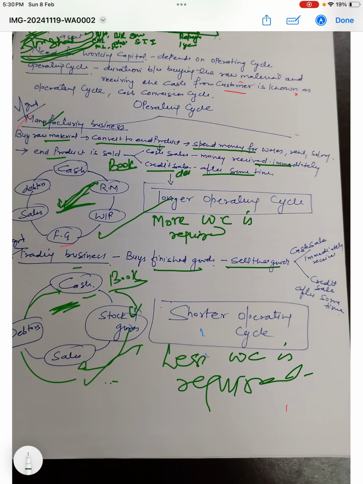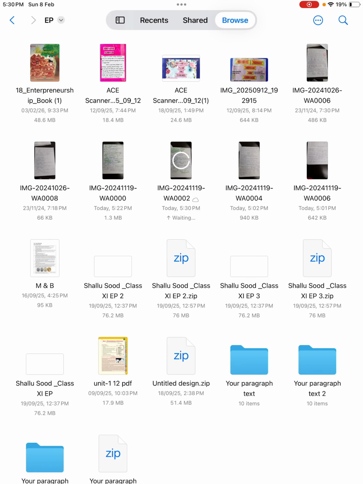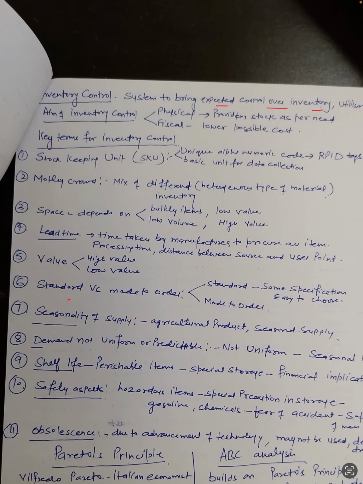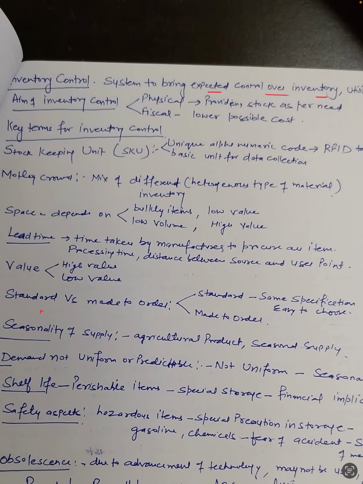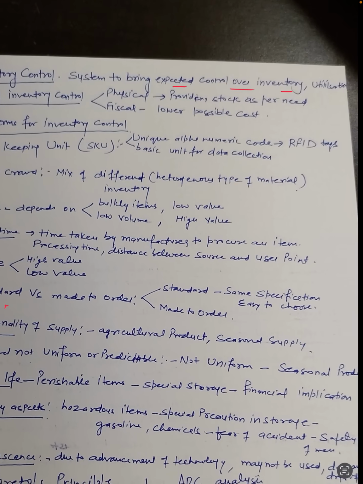Okay, now let's move ahead. Now we are done. We are through with the working capital topic. Next topic is inventory control. As its name tells you, inventory means your stock, and control means the system to control the inventory, so that there should be neither excess nor shortage of inventory.